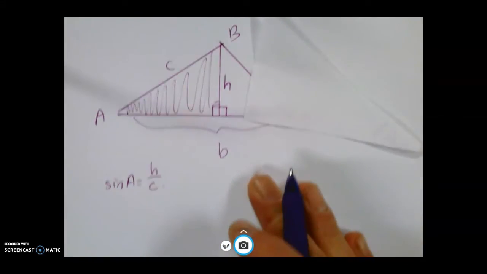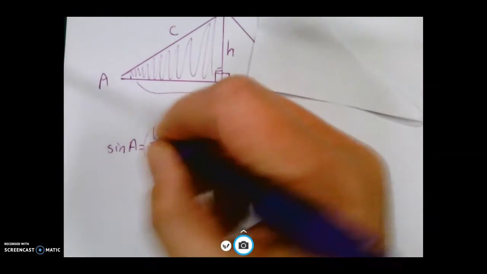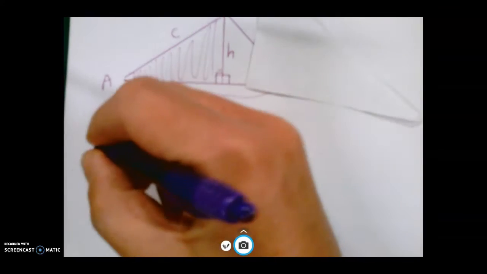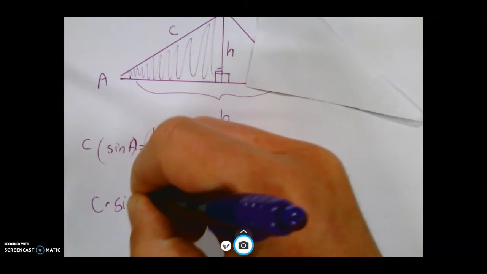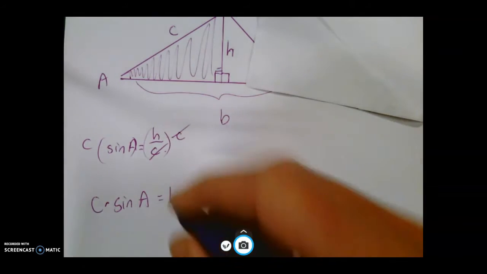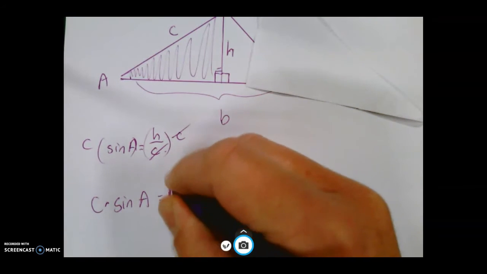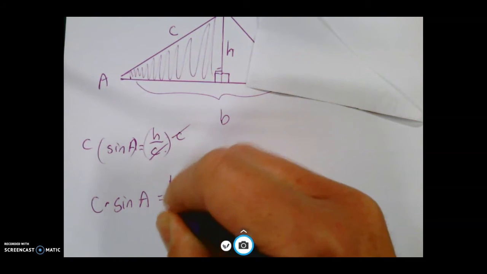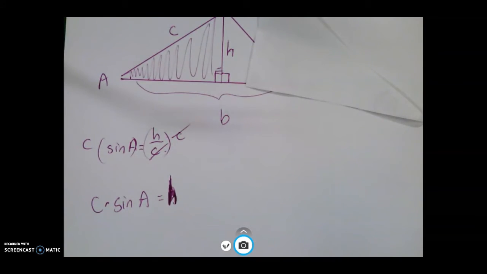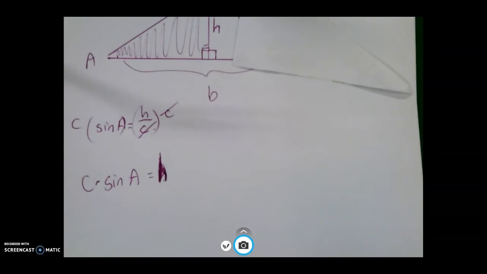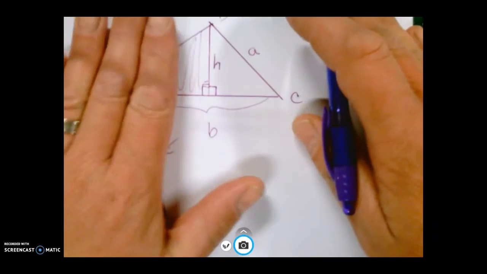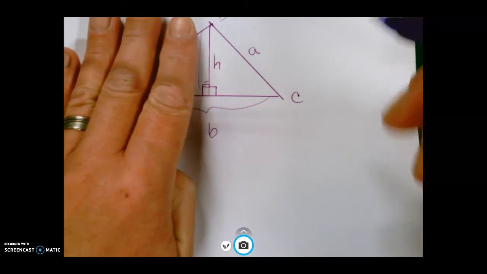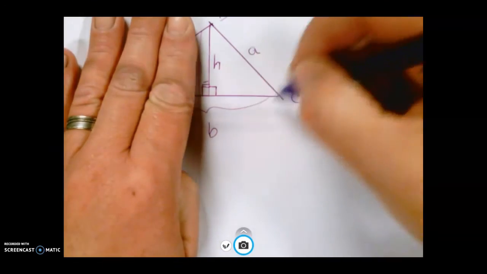Or if you multiply both sides by C here, times C, these will cancel. This will be C times the sine of A equals H. Sorry about that. Let's make that a little bit nicer. There we go. H. Alrighty. Next, let's do that same thing with the other part. If we did this side here, let's cover up all this work here. We'll come back to that. It might not make sense why we did that yet. Let's come back to it, though.